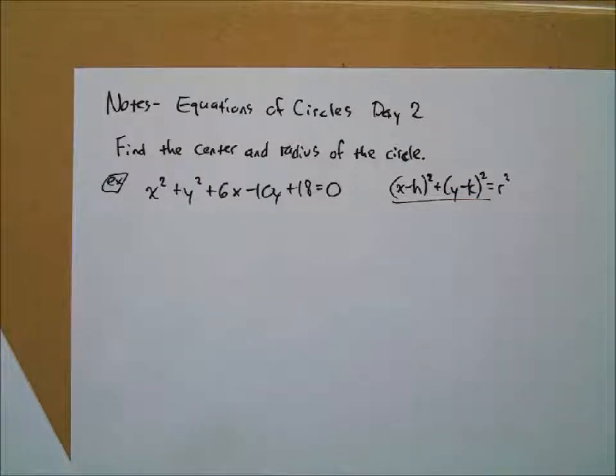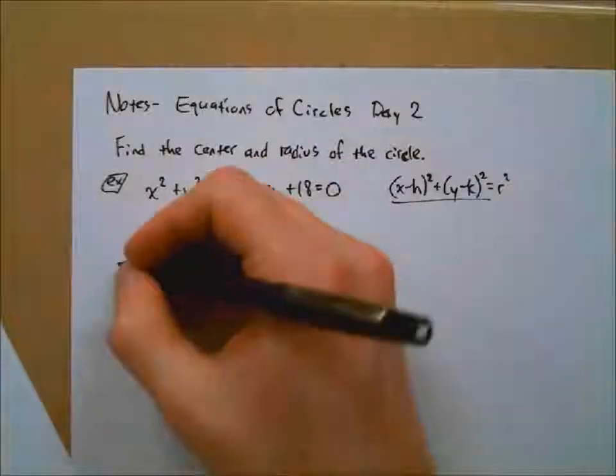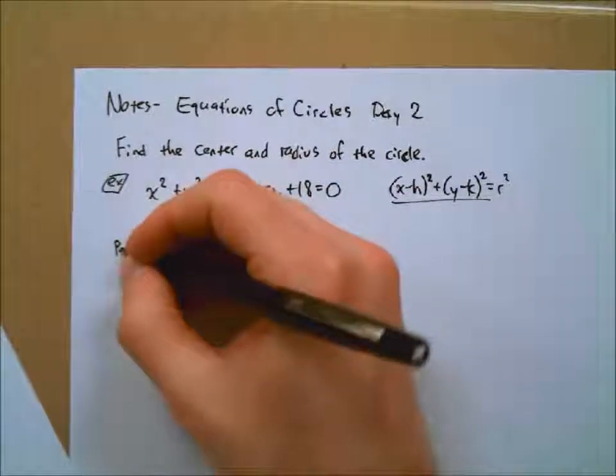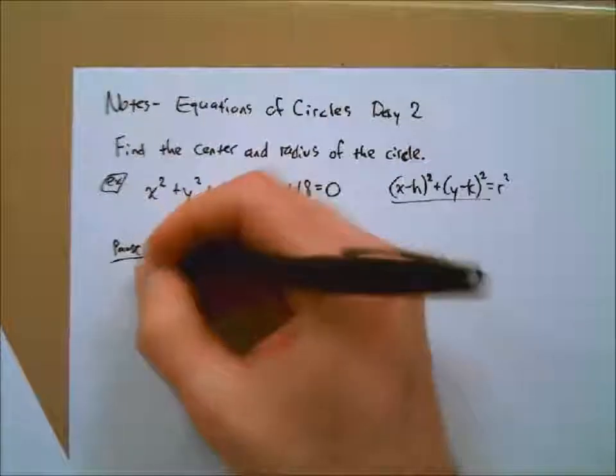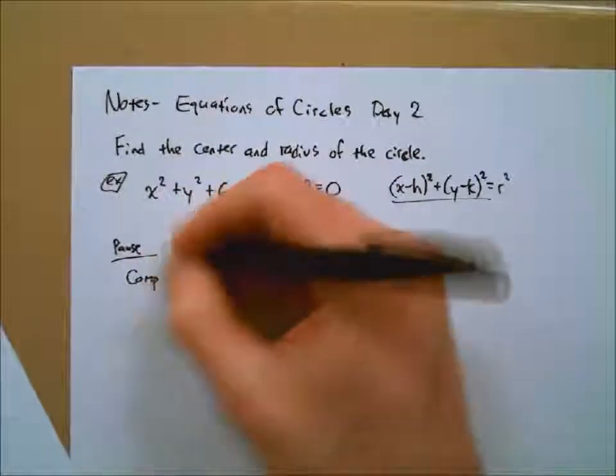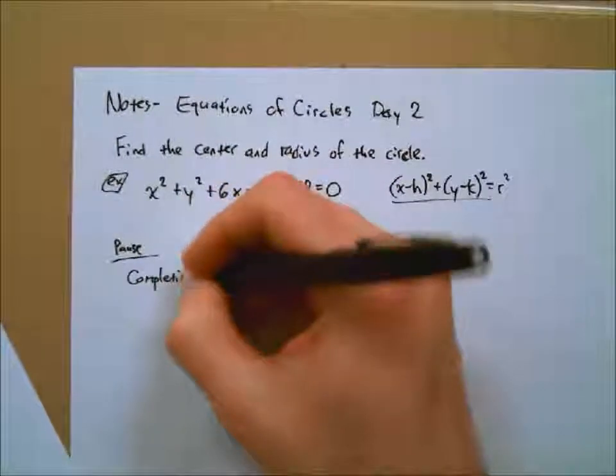And so how do we do that, right? Well, we'll come back to this. All right. So before we run into that, we're going to need to use something called completing the square. So we'll pause and come back to that.